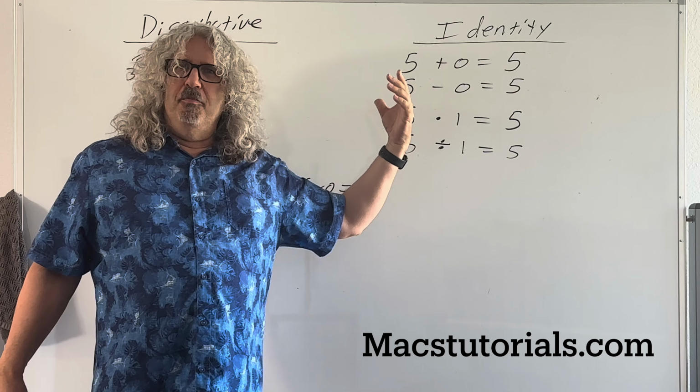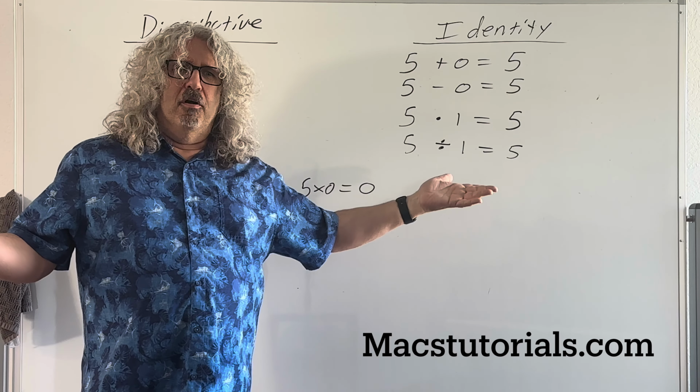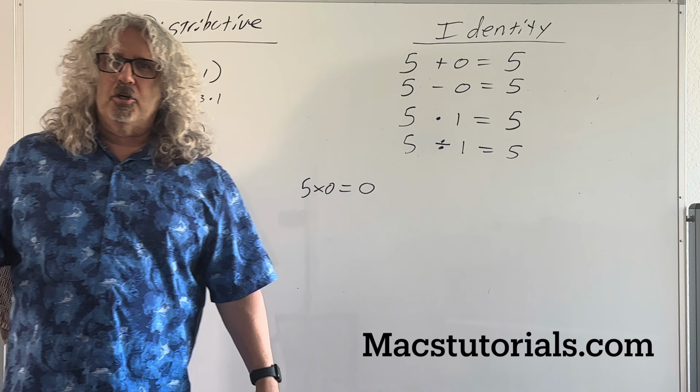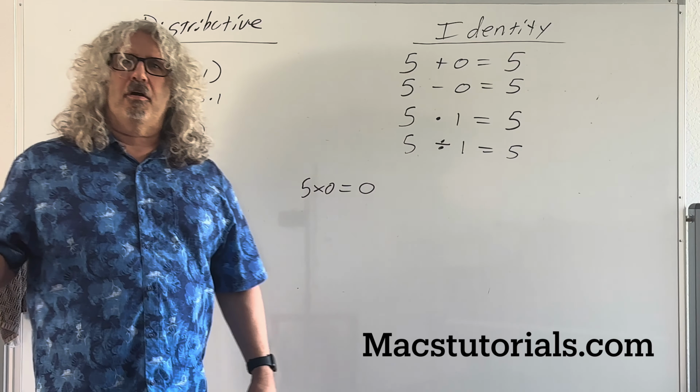So now you know your distributive, you know your identity properties, you know your multiplication by 0, you know your commutative, and you know your associative. I'm going to have a worksheet that has this all laid out, and we're going to work out some problems.